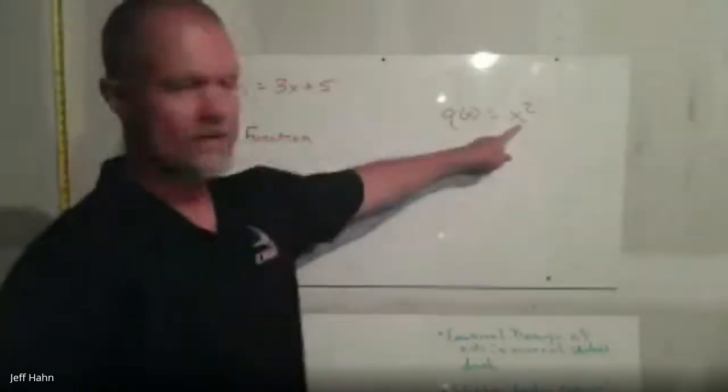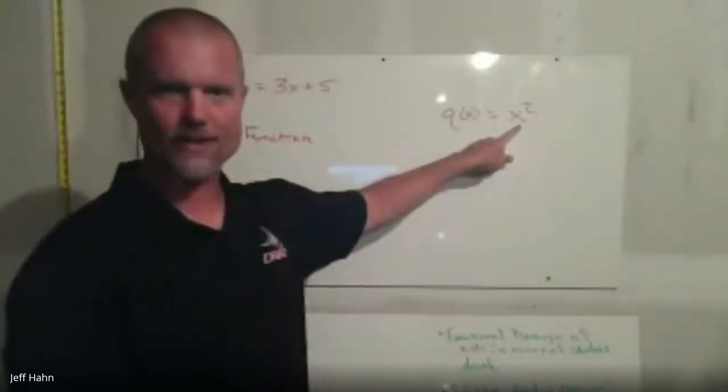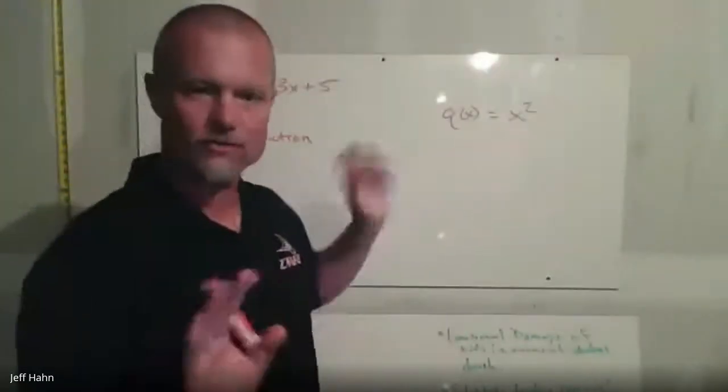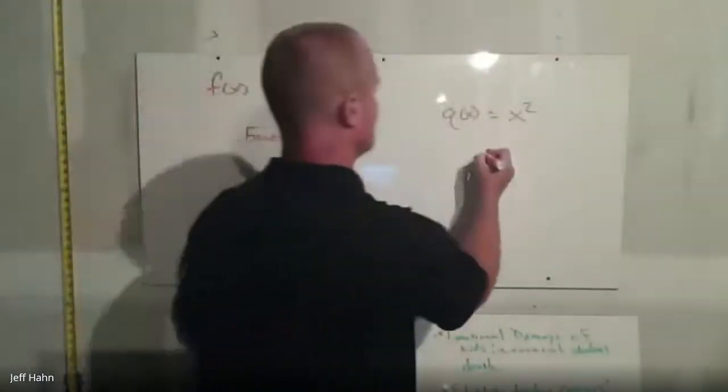If I put in a 3 here, I'm going to get out a 9. If I put in a 3 again, I'm going to get out a 9. Is there any number that I'm going to put in twice and get two different answers out? No. So if I put in an input, this is a function.